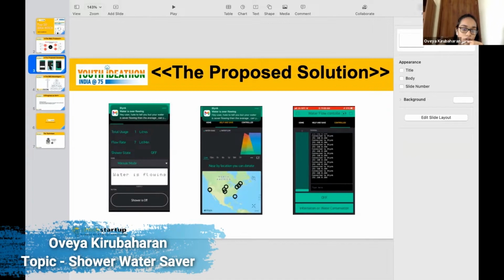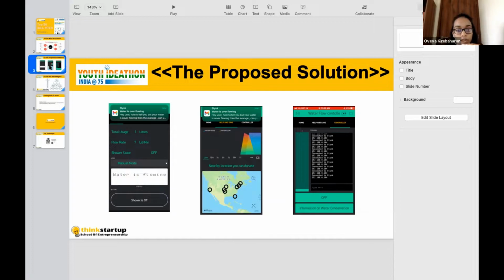So the solution I've proposed is an IoT-based project that can control the usage of water specifically designed for households. And after my research, I figured out that in households showers are the most water consuming. This product will give you your daily usage, your flow rate and stuff. There are two different modes. There's an automatic mode and a manual mode.